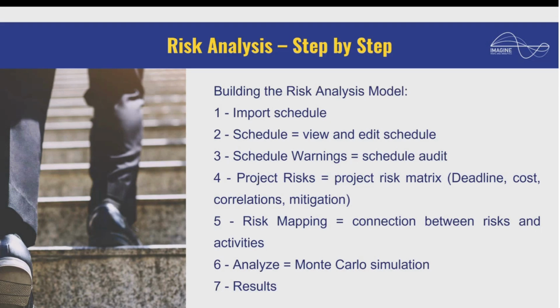We model, there is a risk matrix within the software where we'll model costs, correlations, even mitigation strategies. There's a risk mapping interface where we will make the connection between risks and activities, tasks, costs within the project. Then we run our Monte Carlo simulation itself and analyze the results, which is the most fun part, of course, analyzing the results. So in 7 steps, you go from a schedule that you have in Primavera P6 or Microsoft Project, and you end up with results that you can understand, report, present, etc.